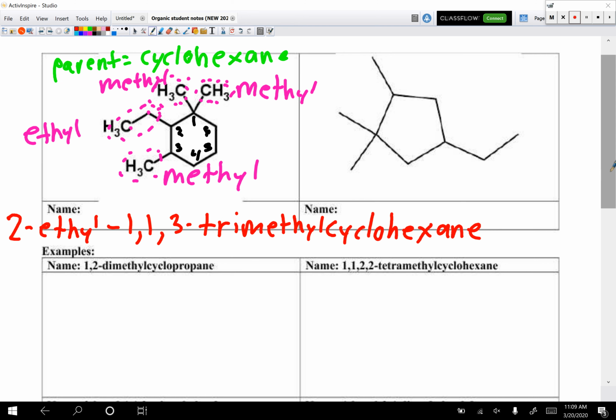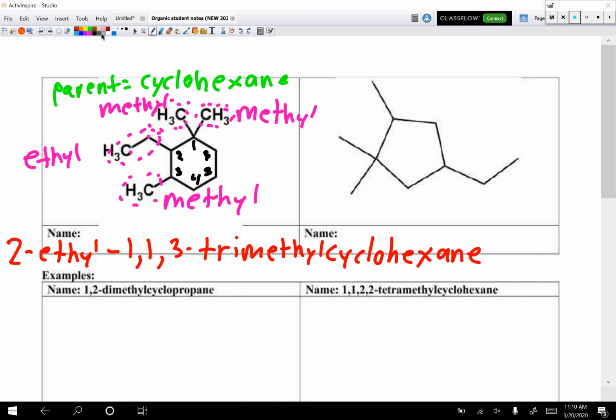Now I would like for you to pause the video and try the last one on your own. Okay, so hopefully you paused it and tried it on your own. For this one, carbon 1 needs to start here for the same reasons. We can get 2 branches off carbon 1, and then to get the rest on the lowest numbers possible, we get 2, 3, 4, and 5.